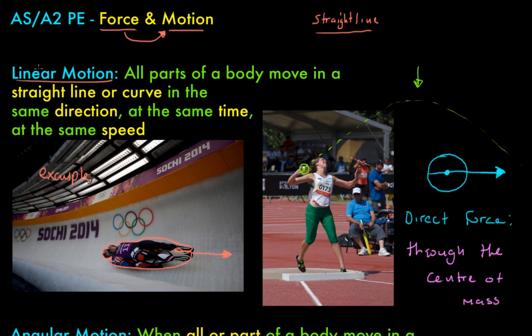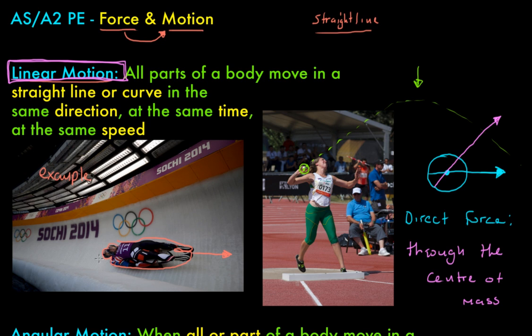actually produces linear motion. So if you want to hit something or throw something flat and straight, we apply the force through its center. In this case, the shot putter is applying the force up through the center of mass and out into that trajectory, when it's then exposed to the force of gravity, which produces the weight of the object to bring it back down to the ground. So we've got this direct force acting through the center of mass, producing linear motion.